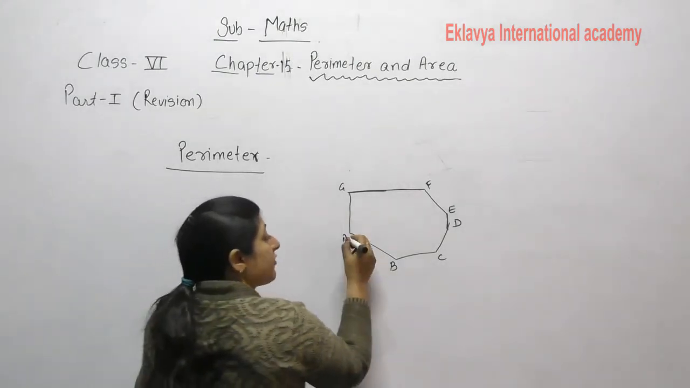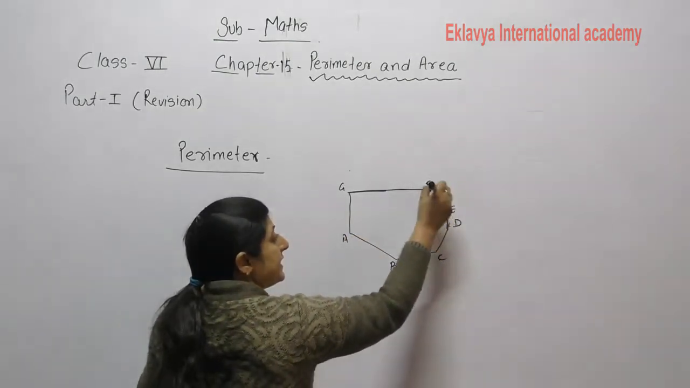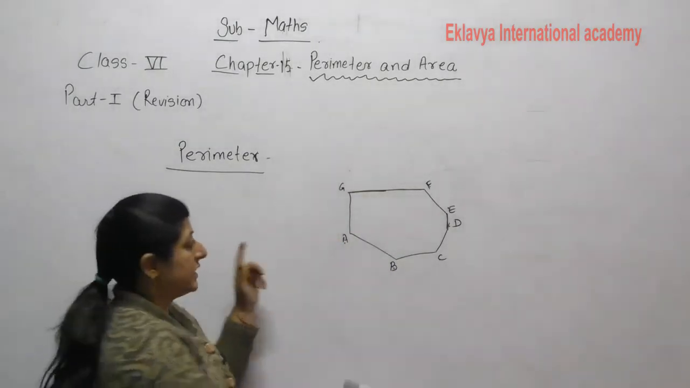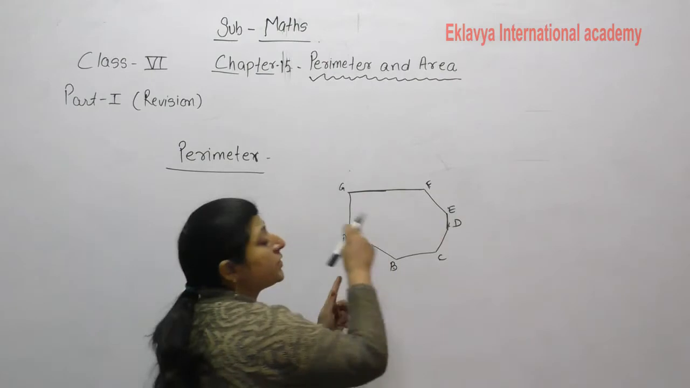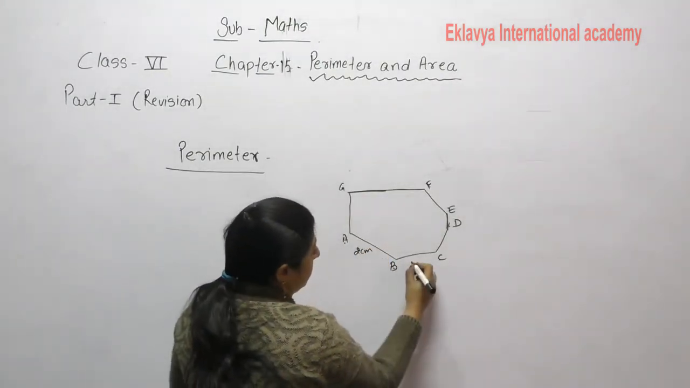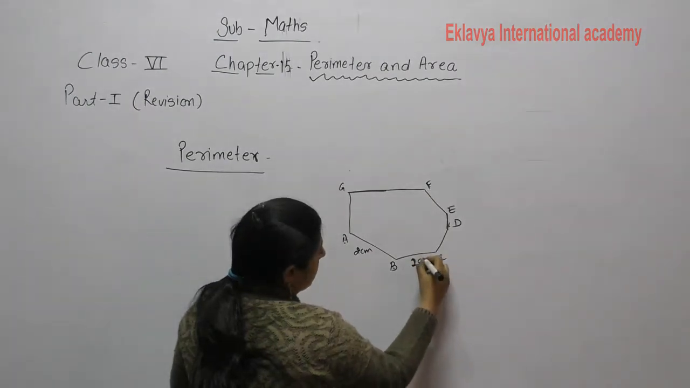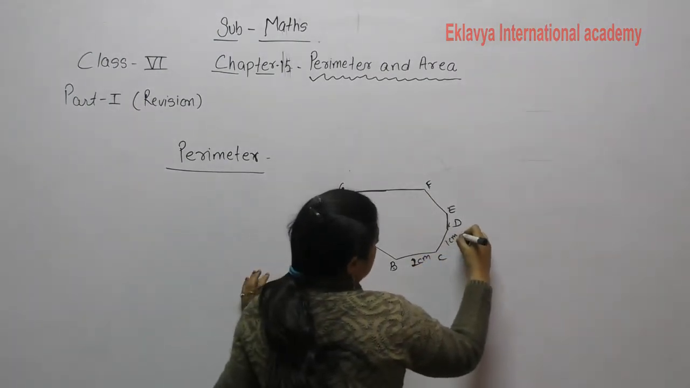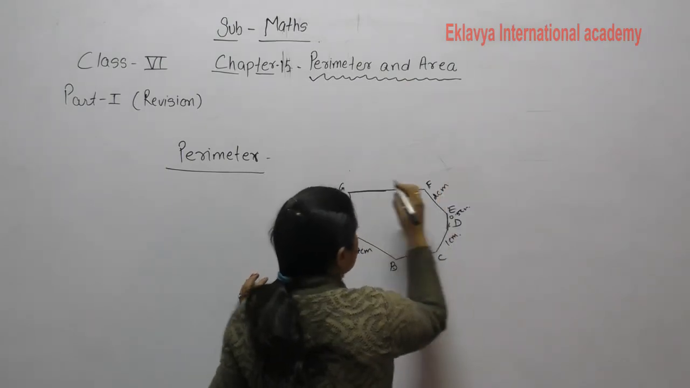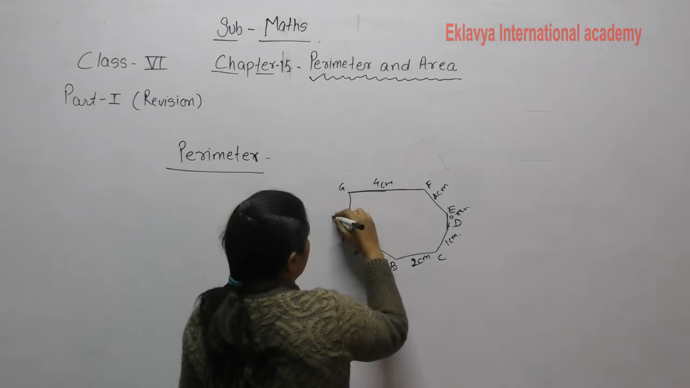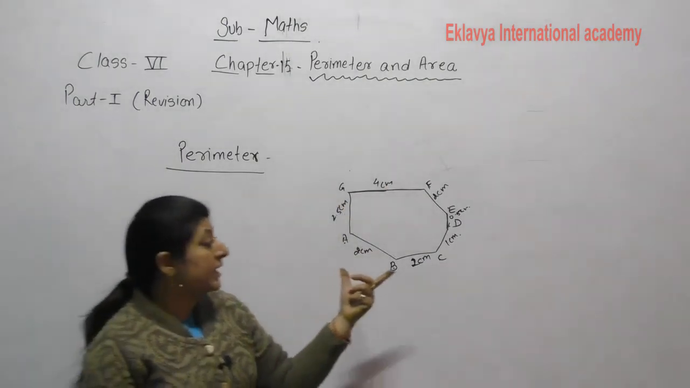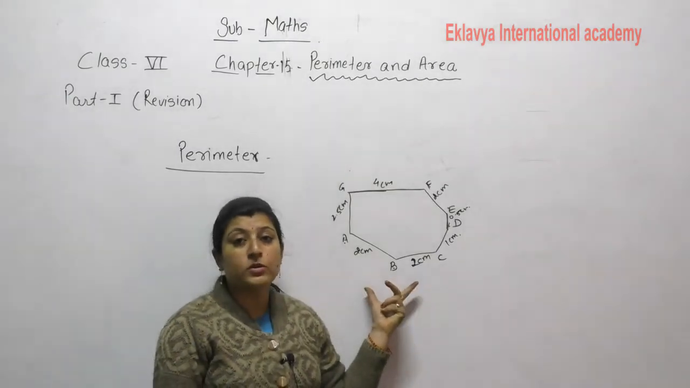It means we start from A to B, C, D, E, F, G, then A. Then the length of this boundary, whatever the total length of this boundary will be, this is called the perimeter. Suppose it is 2 centimeter, 1 centimeter, 0.5 centimeter, 2 centimeter, 4 centimeter, 2.5 centimeter. Then what is the perimeter of the given closed figure?